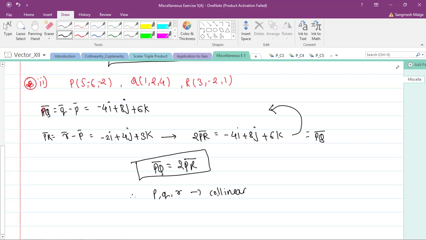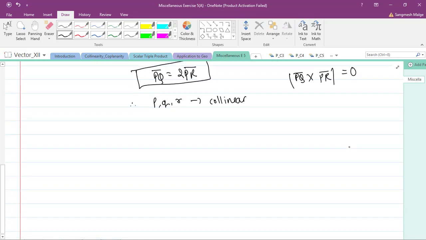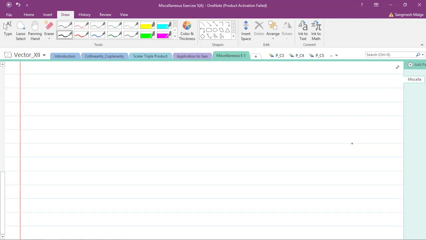You can show this collinearity with this concept also: if I take PQ bar cross PR bar and take its modulus, it should equal 0. Then I say these are collinear, and if it is not equal to 0, then they are non-collinear. You can go in any way. Next question, question number 2.